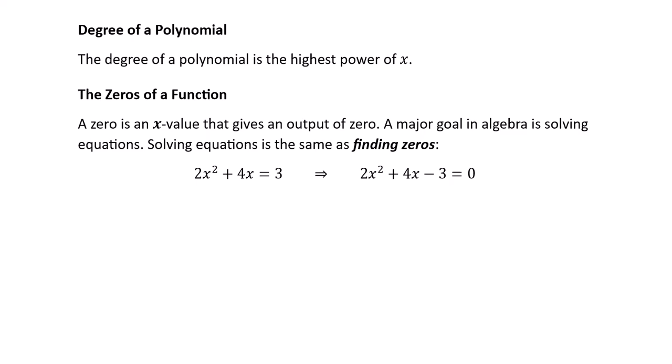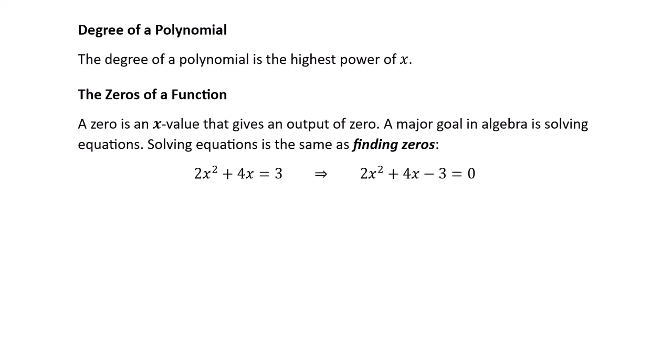The degree of a polynomial. The degree of a polynomial is the highest power of x in that polynomial. Zeros of a function. A zero is an x value that, when substituted in for x, will give an output of 0. A major goal in algebra is solving equations, and solving equations is the same as finding zeros.